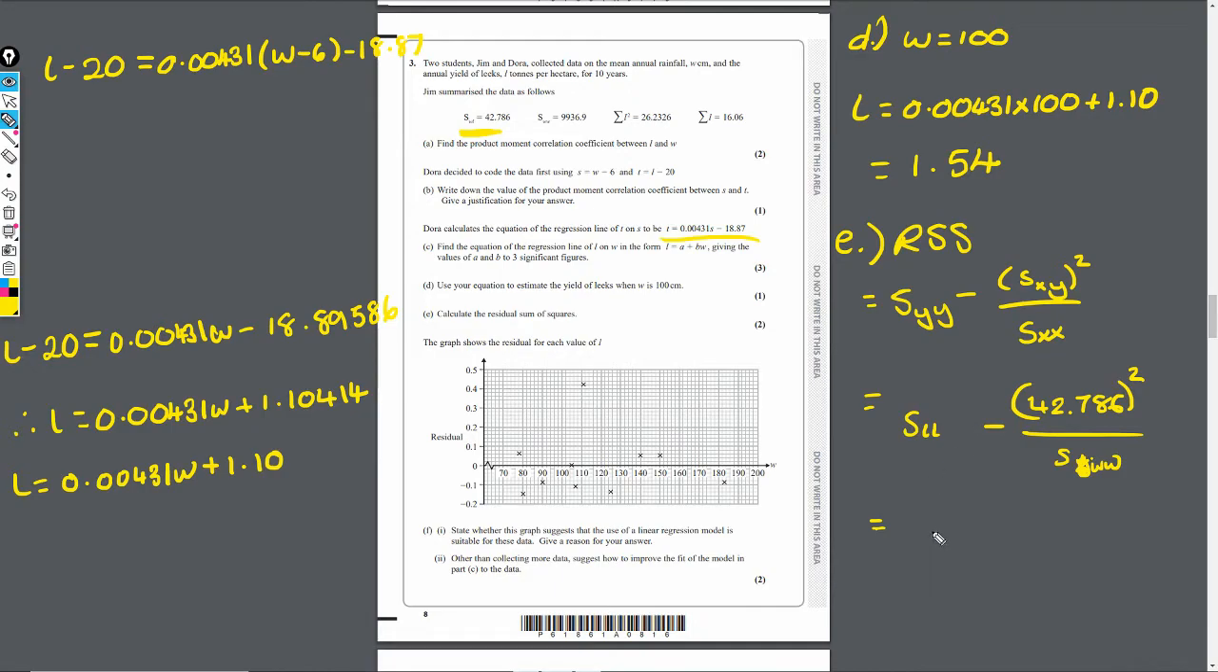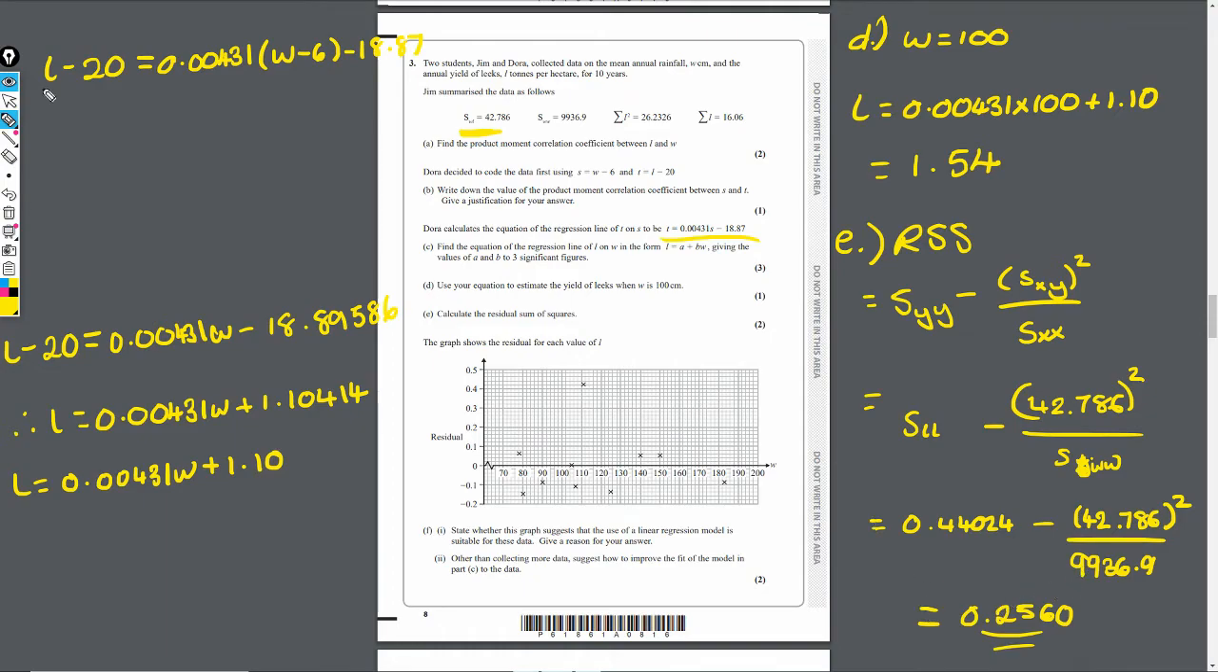So plug those values in as well. S, L, L, we know that was, if I just quickly find it, 0.44024 minus 42.786 all squared all over SWW, which it's given to us, 9,936.9. Plug all this on your calculator now, and what you'll get is 0.2560. And there we have it. So that's the RSS, and it doesn't have to be given to any degree of accuracy, so that would be sufficient there in that case.